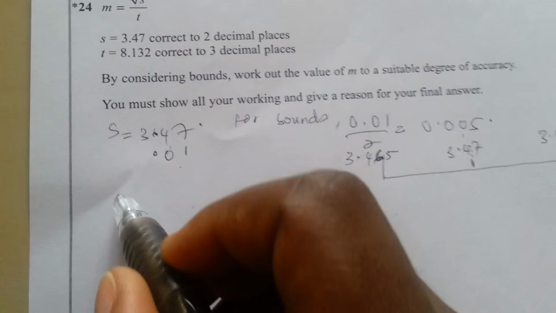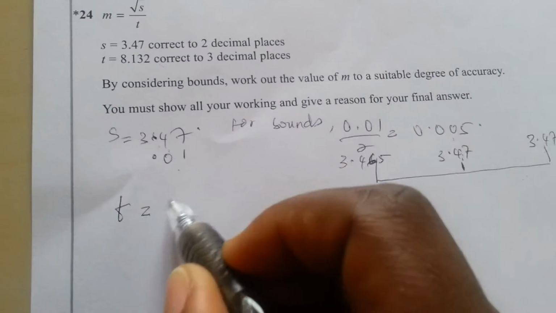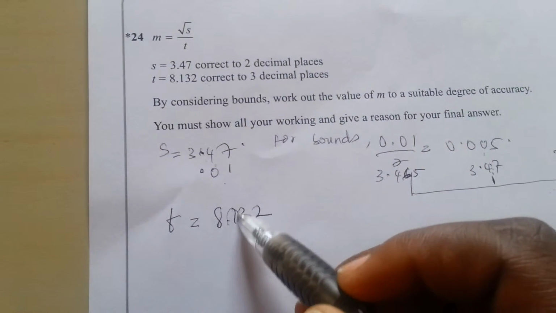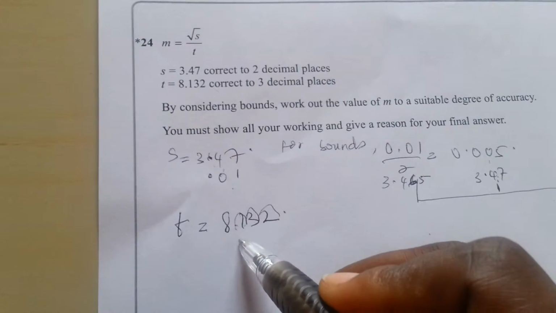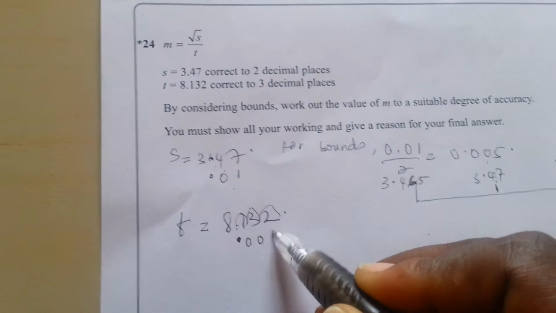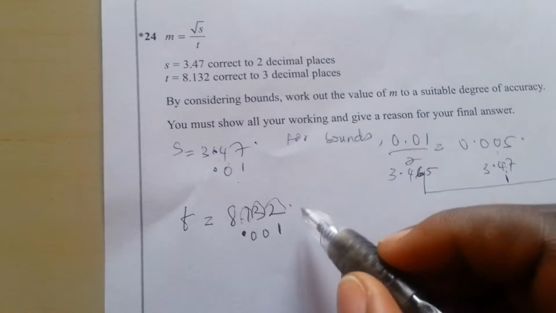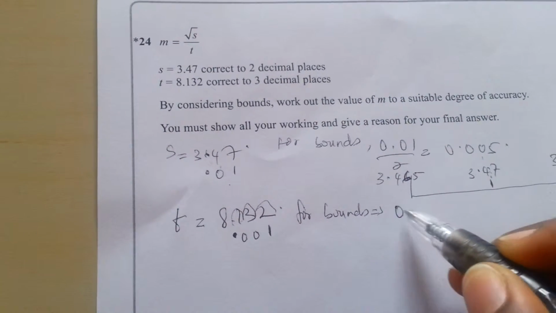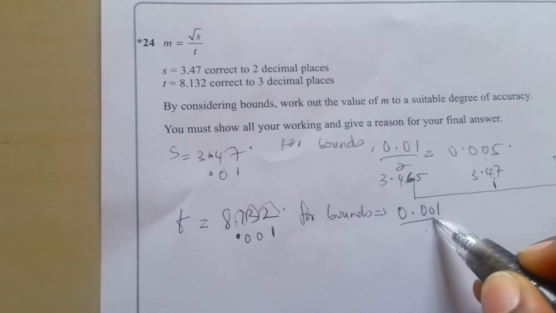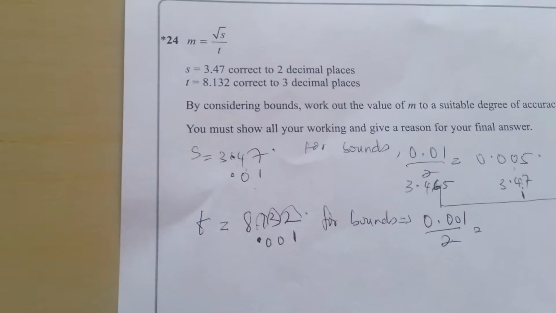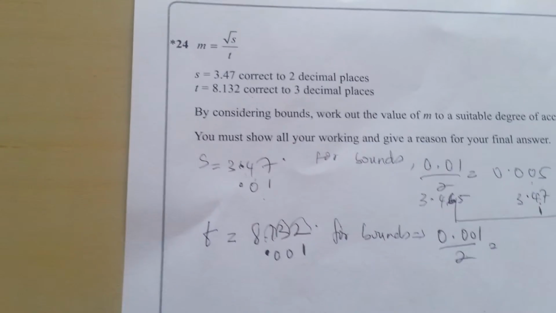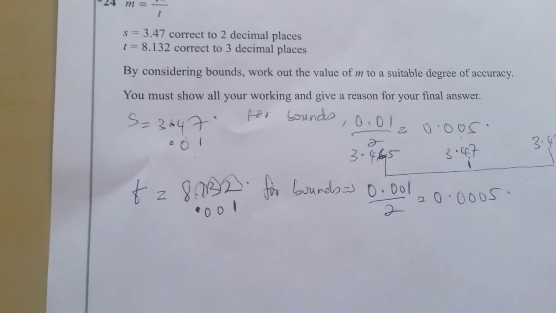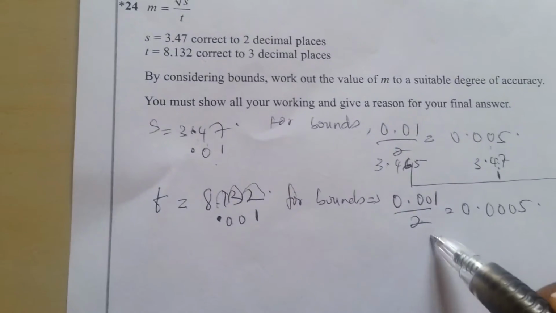Now we'll go to the next one. Our t, we have our t to be 8.132. We're told it was corrected to 3 decimal places, so 1, 2, 3. Now this is the same as 0.001. So for bounds, we're going to have 0.001 divided by 2. That's going to give us 0.0005.